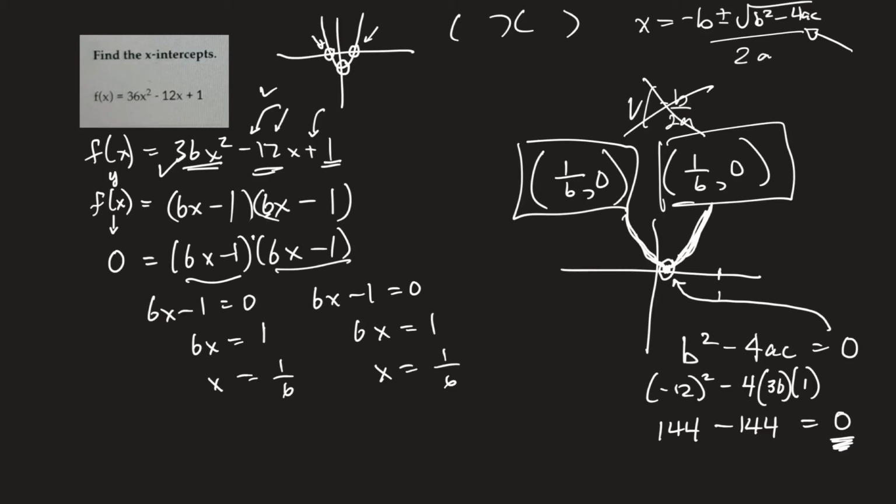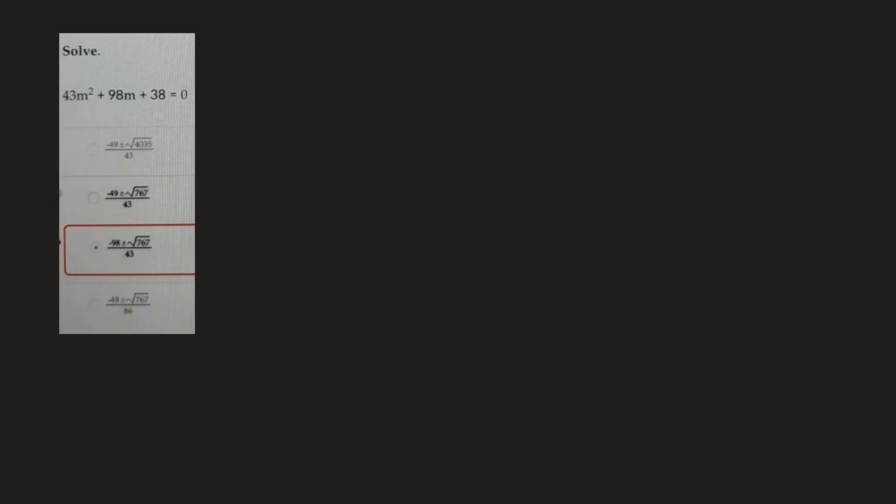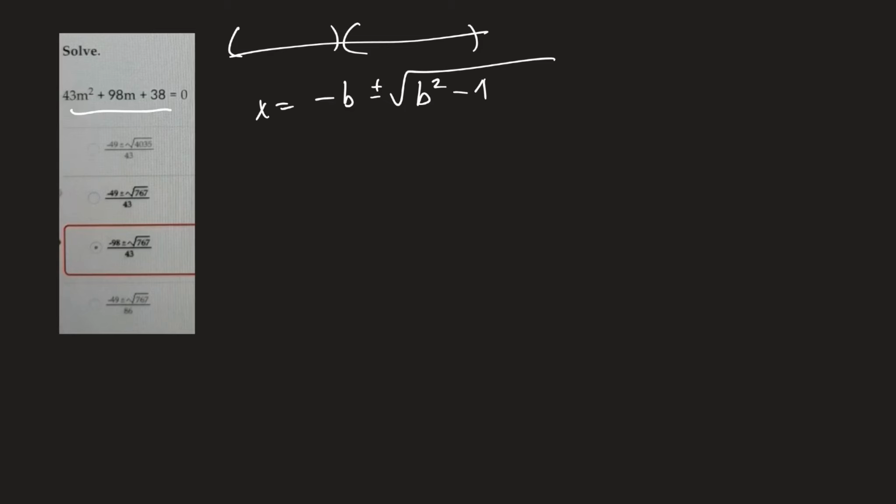All right, one other question where they're asking for the same thing. They want to know what the x-intercepts of this are. So I look at this one, and first thing I'm going to try is factoring. I see 43 and 38. Yeah, I'm not going to factor that. It's going to have to be going into this formula here: b squared minus 4ac, all over 2a.